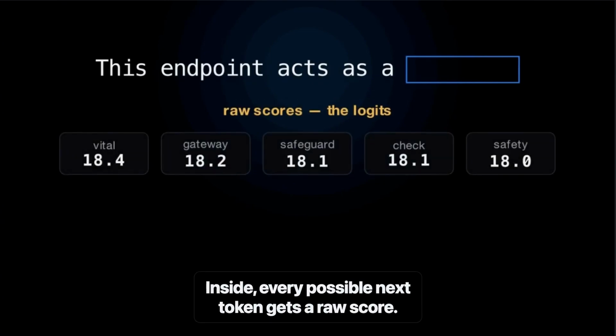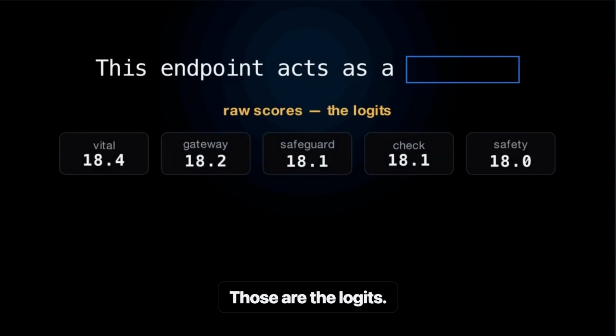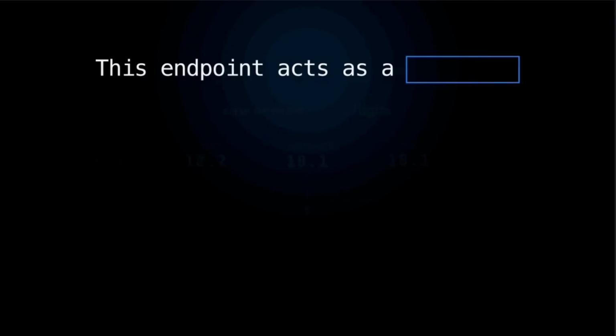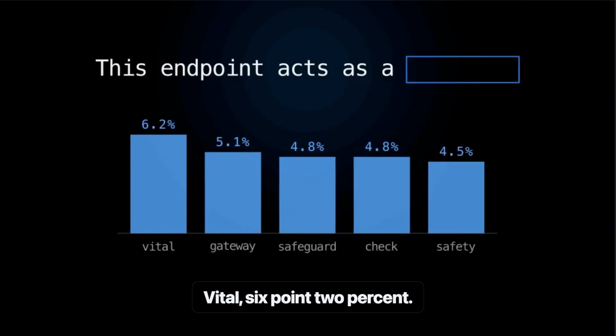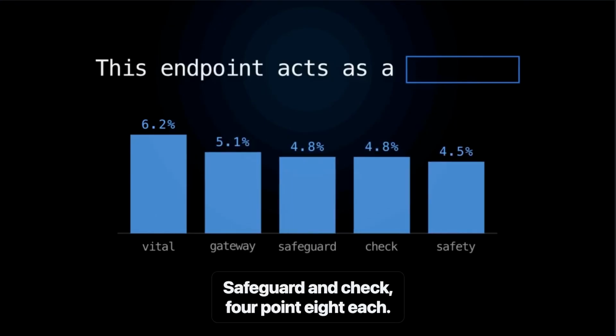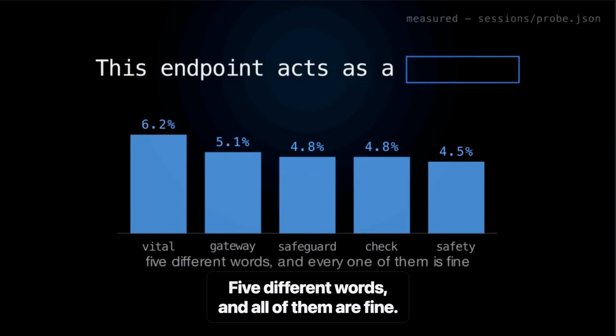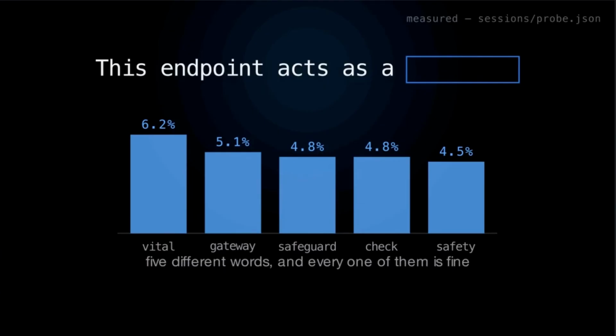Inside, every possible next token gets a raw score. Those are the logits. Softmax turns those scores into probabilities that add up to 1. Vital 6.2%, gateway 5.1, safeguard and check 4.8. Look how flat that is. 5 different words, and all of them are fine.